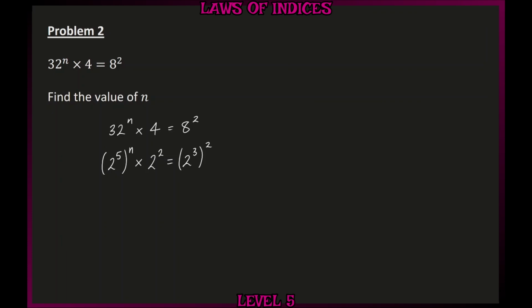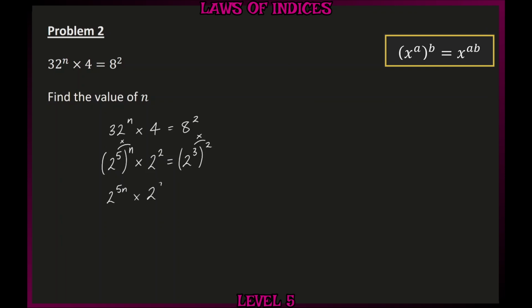Now that we've rewritten all of the values to the same base, we can see on the left and the right that we're raising powers to powers. So to do this, we use this law, which tells us that to simplify, we multiply the powers together. So starting on the left-hand side, we can multiply together 5 and n, and this gives us 2 to the power of 5n. This is multiplied by 2 squared, and it's equal to 2 to the power of 3 times 2, and 3 times 2 is 6.